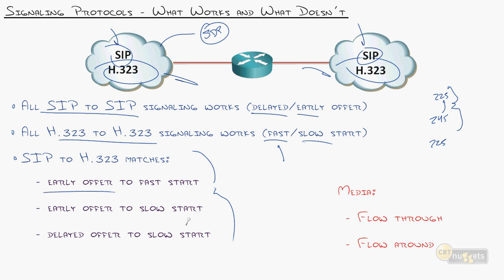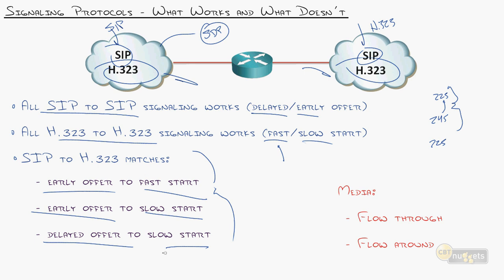So early offer to fast start works. Early offer to slow start, and I'm talking SIP on the left, H323 on the right, that works as well. Delayed offer to slow start, that works as well between the two. But where you run into trouble is where you start going with the fast start. So if we go fast start over here to delayed offer on this side, that is incompatible. I should write those in red just so they stand out.